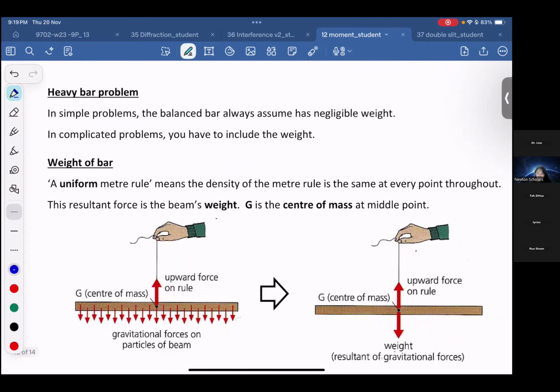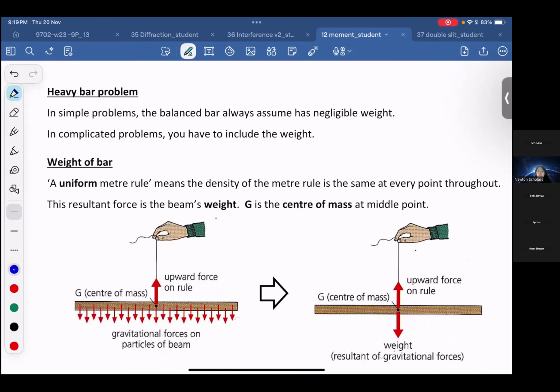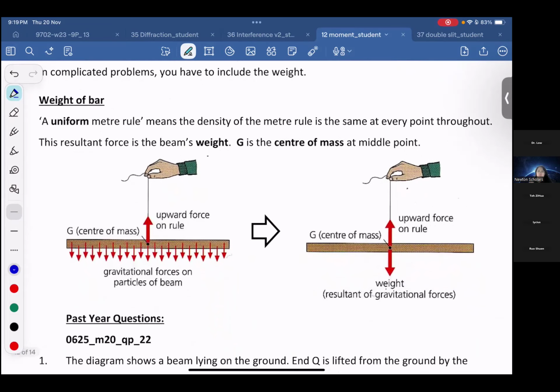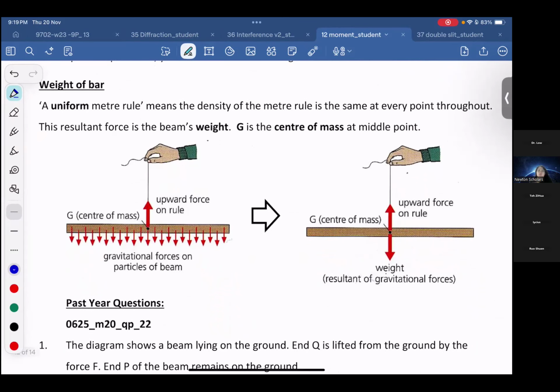In simple problems like just now, we always assume that the weight of the bar can be ignored. But in some complicated problems, they want to trick you, they want you to include the weight by yourself. Just now, in all the questions we didn't consider the weight, and even if we considered the weight, they would label it for us. Further, one more thing we need to know is where the weight acts. For a uniform meter rule, if you see uniform, that means the weight always acts at the center. Let's say now my meter rule is 100 cm.